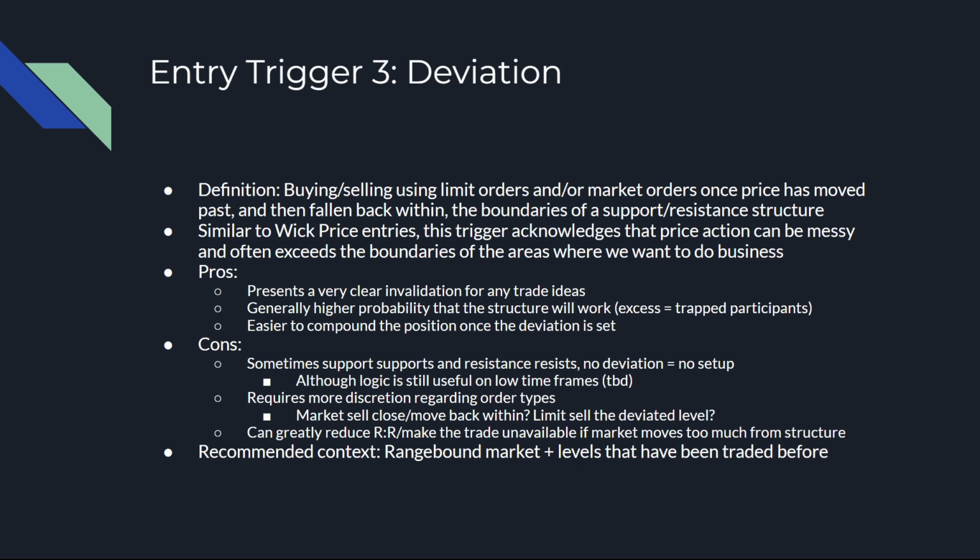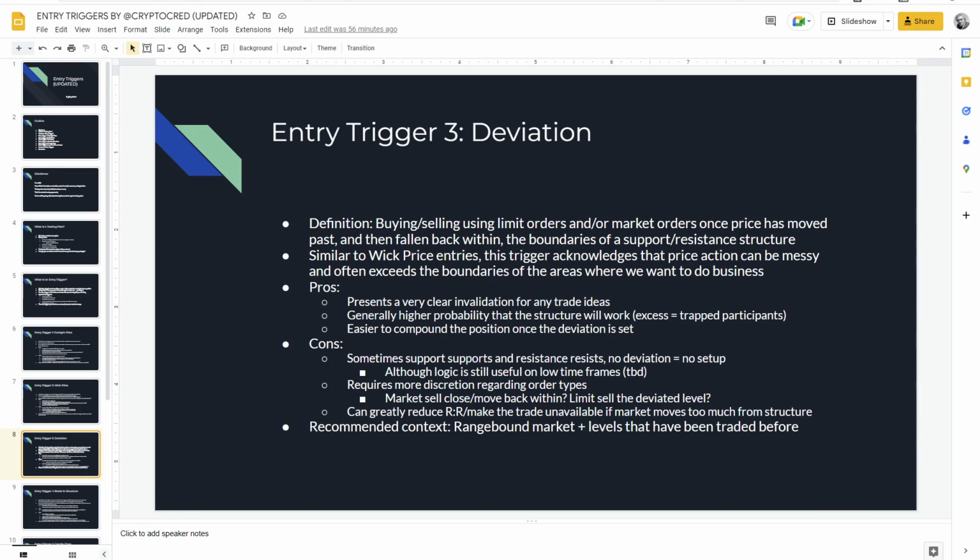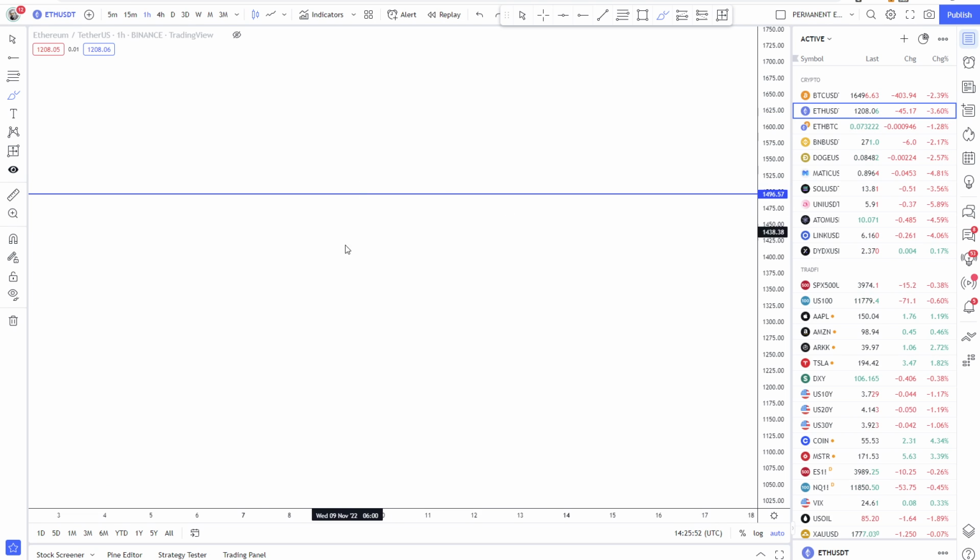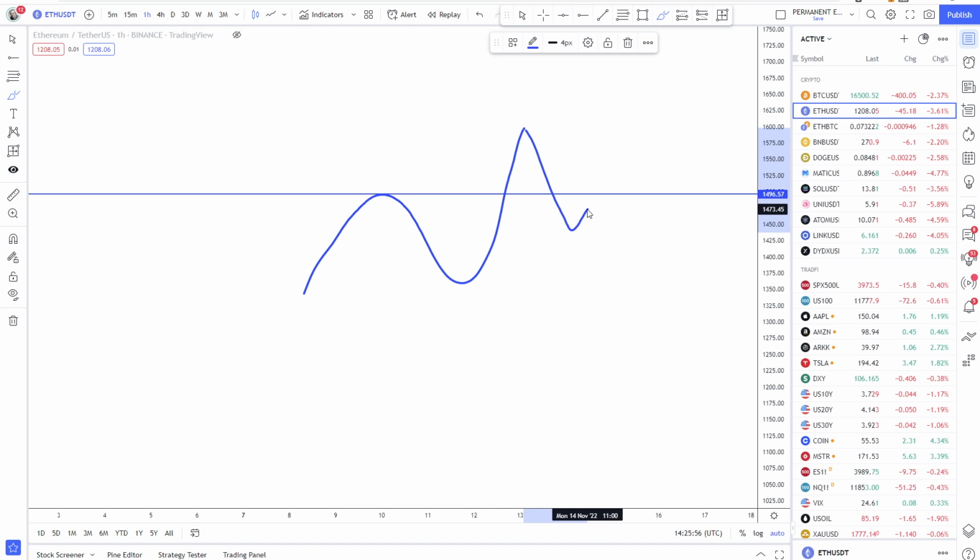Do you market sell the close or the move back within the range? Do you limit sell the deviated level? Do you do both? It can be quite tricky. So, in this example, this is our level of resistance once again. Market comes in, and then market closes below, and this is our close. Technically, this confirms the deviation, right? Because it's our two-part experiment. Did it exceed the level? Yes. Did it close back within the level? Yes. Aha, deviation confirmed. But how do I get on board?